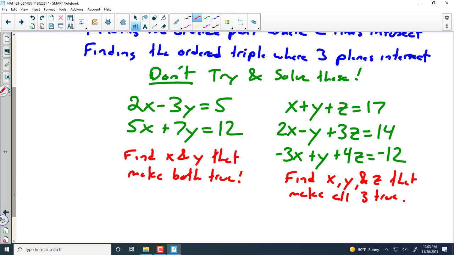And that's it. That's what you do in section 9.1.